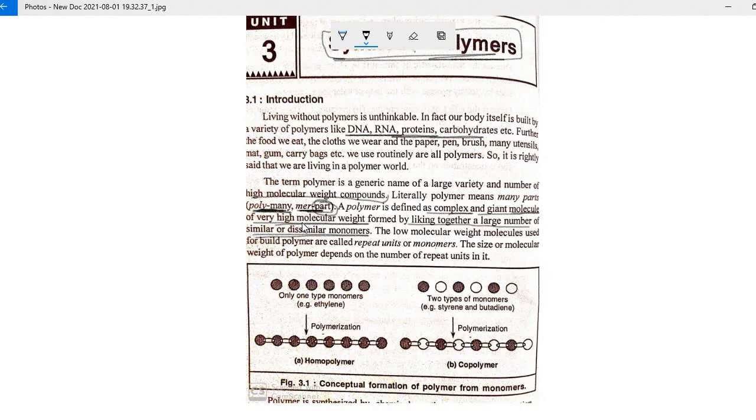Very high molecular weight, and it is formed by linking of monomers. So this is the basic definition of polymer.